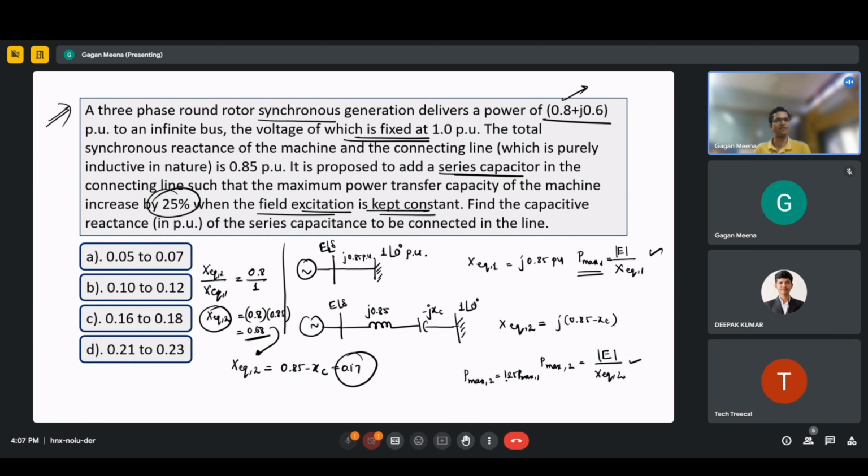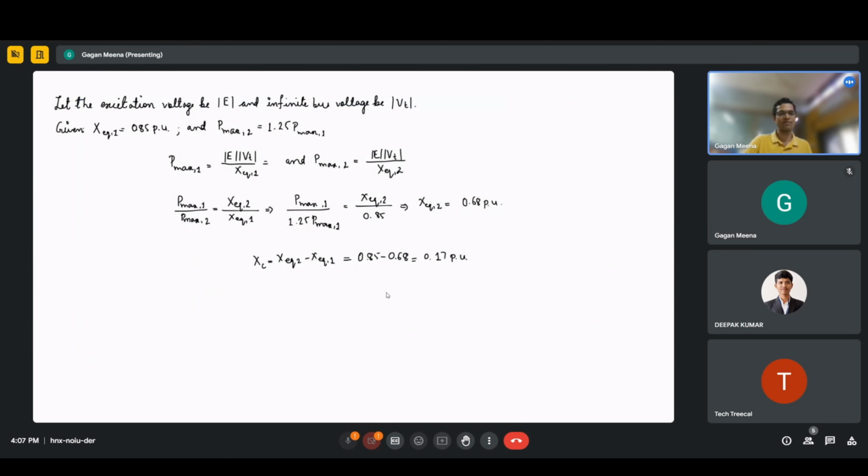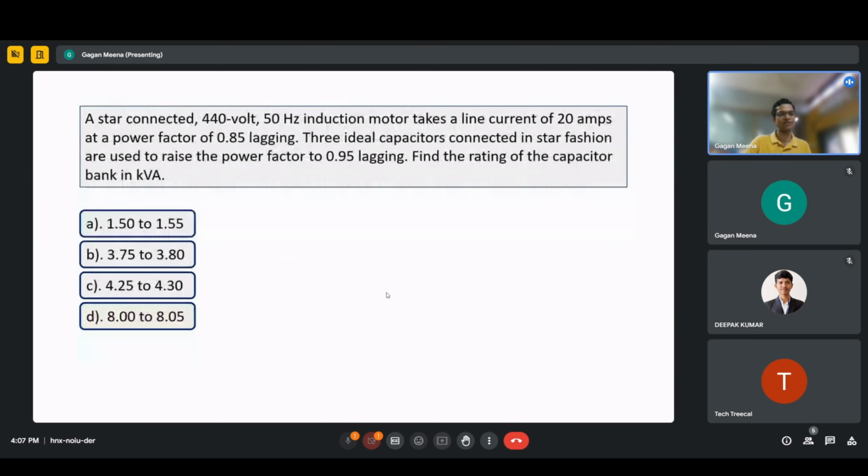So this is correct. This is in per unit. So the capacitive reactance is in per unit. Okay, clear? The same thing is written here also.